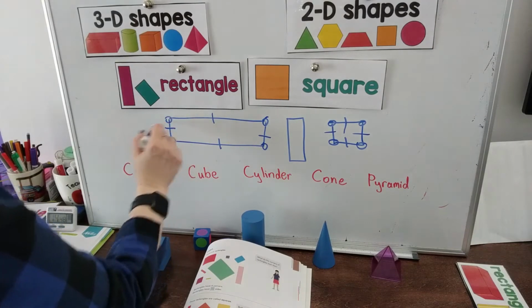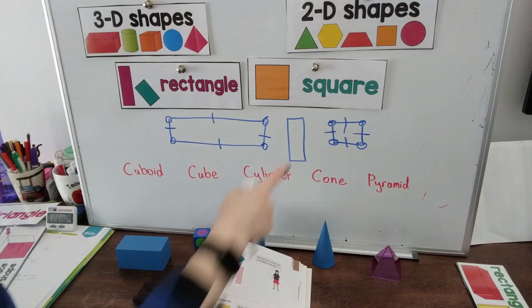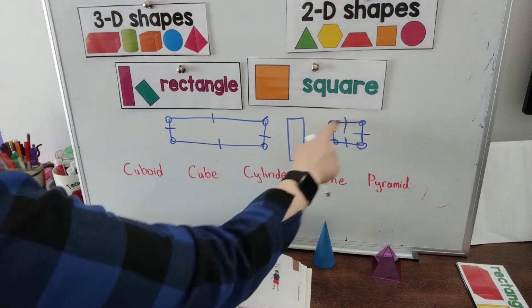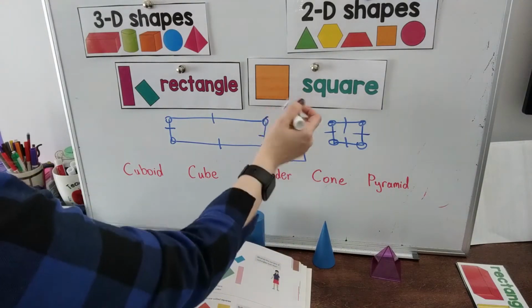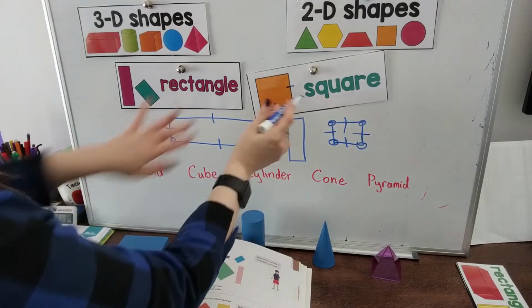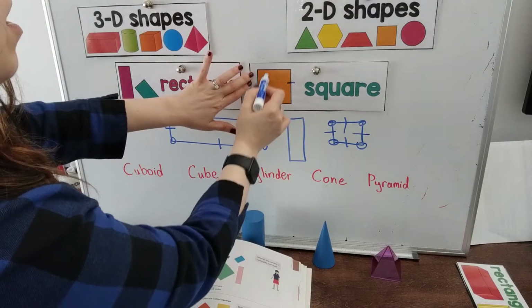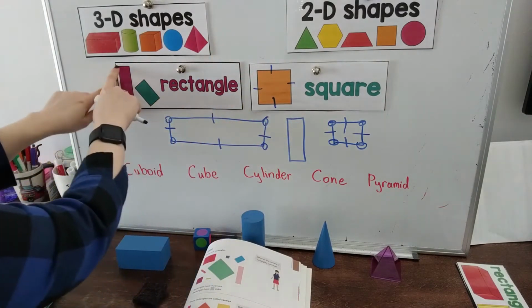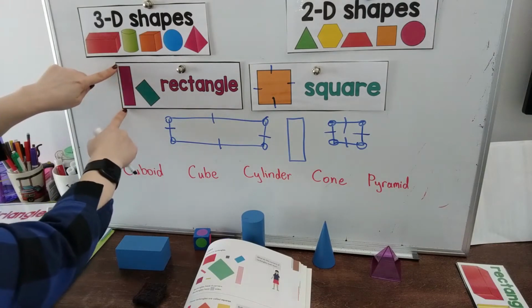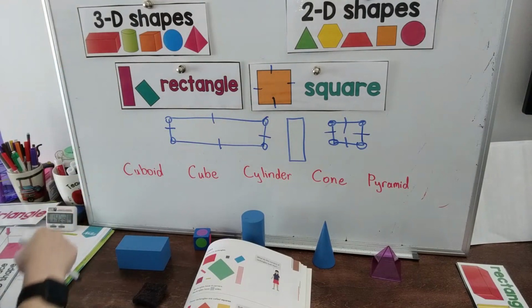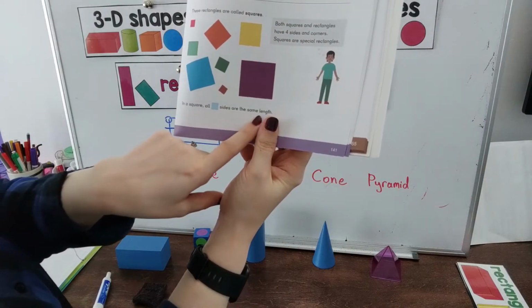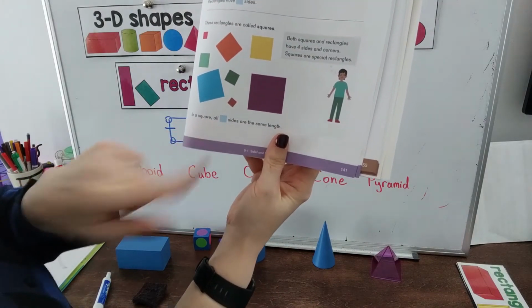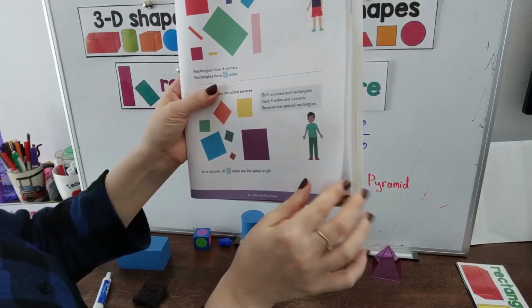That is why they are both rectangles, but a square has all sides that are equal, that are the same length. That is why a square is special. All of the sides of the square are equal. In the rectangle, some sides are short and some sides are long. They are not equal. In a square, all 4 sides are the same length. Let's go ahead and write the number 4 and flip to the next page.